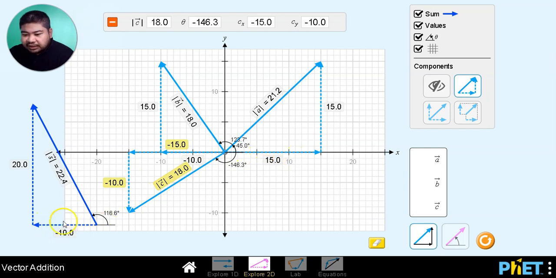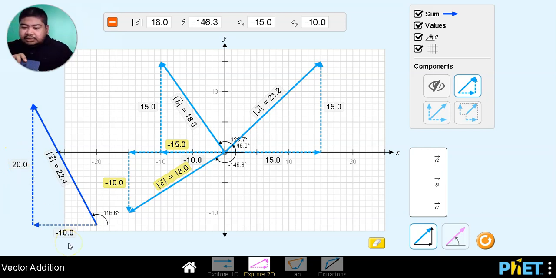We have negative 10 here. The negative 10 comes from 15 plus negative 15 from B, and then you have to add negative 10 from C, so you get negative 10. The horizontal component becomes negative 10. And then the vertical component of the sum is 15 plus 15 plus negative 10. So you will end up with 20.